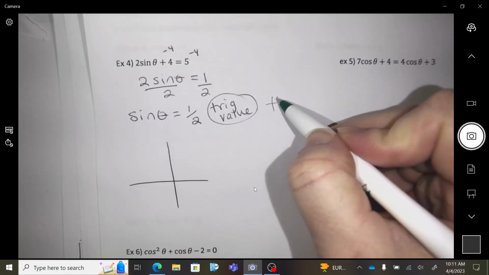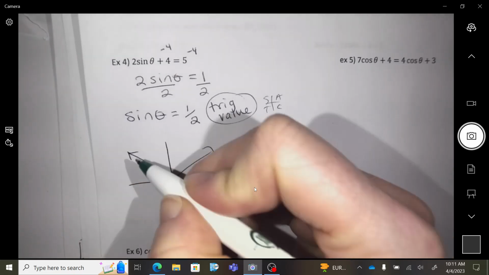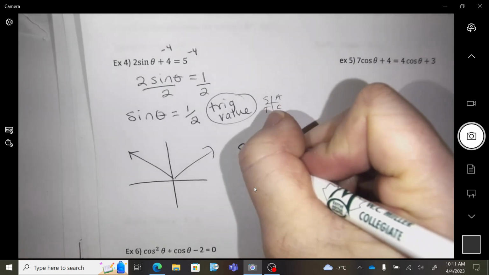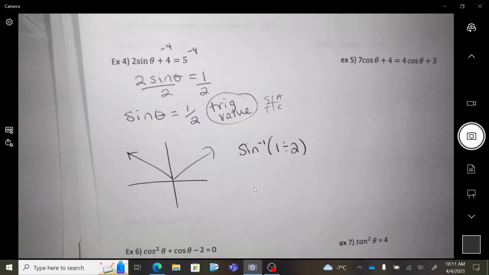ASTC. Where could I be if the sine of the angle has a positive trig value? 1 or 2, the tops. Okay, now we go to the inverse function. So this is the same as yesterday. Sine inverse, and I'm going to need brackets like that around. Are you getting 30 degrees?